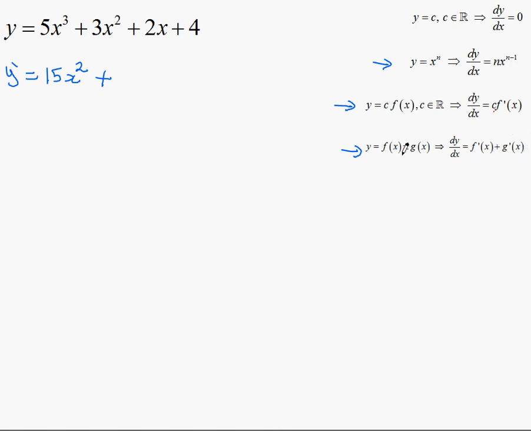And we just treat each part separately. So the derivative of the second part is going to be 3 multiplied by the 2 that comes down. 6, 2 minus 1, 1. Plus 2 stays. The derivative of x, we saw a couple of examples ago, was simply 1. So that's just 2. And the derivative of 4 is 0. So there's our final answer for that one.